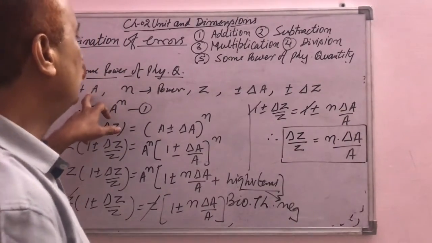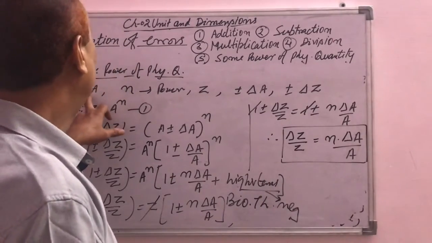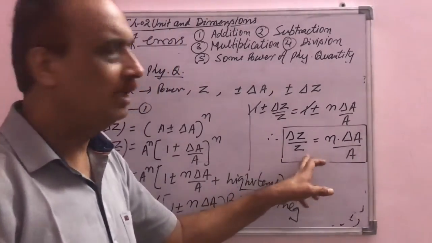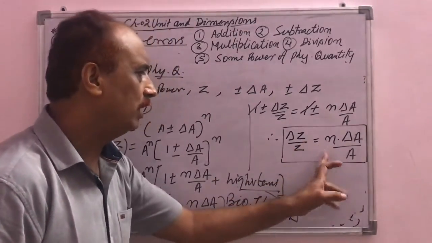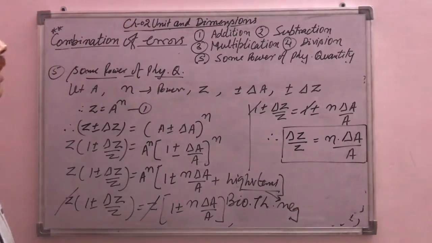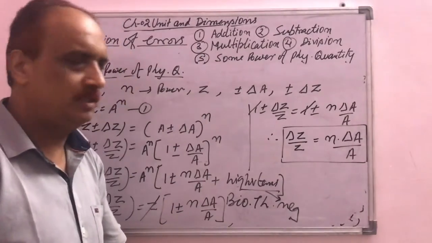So the absolute errors which will arise in the expression can be found by the given formula, delta Z upon Z equals N into delta A upon A. Now these are the formulas related to the addition, subtraction, multiplication, division and powers of the physical quantities.